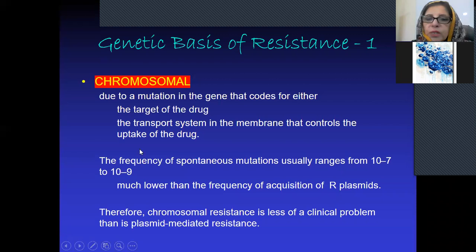The frequency of spontaneous mutations in chromosomes is very low, much less compared to those of the plasmids, and therefore they are less of a problem compared to the resistance which develops as a result of plasmids or transposons. Clear?